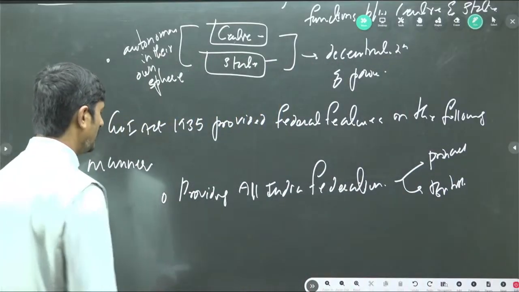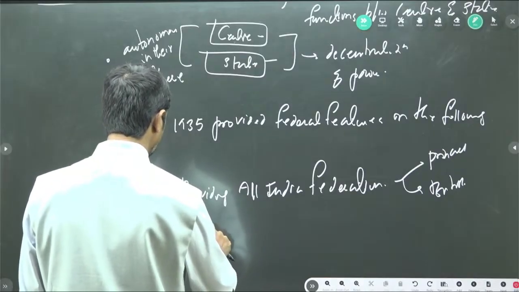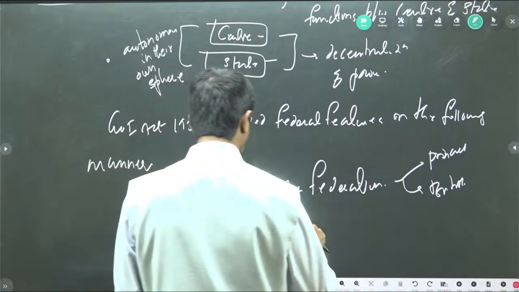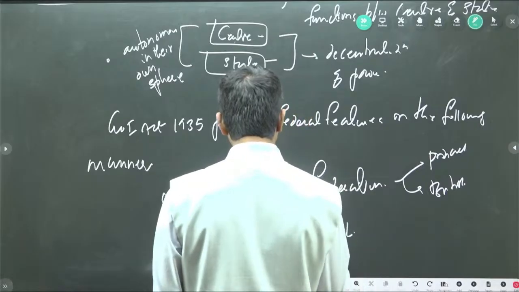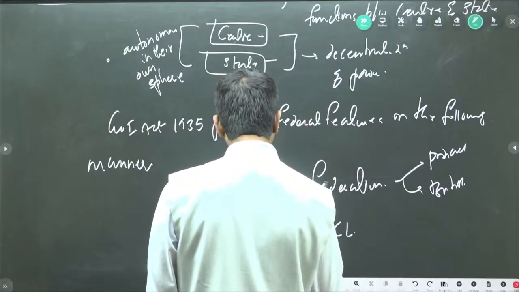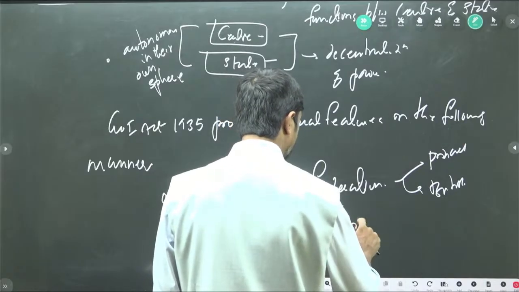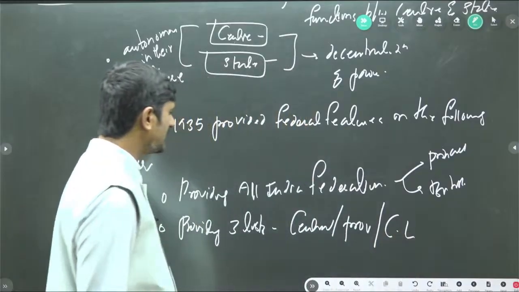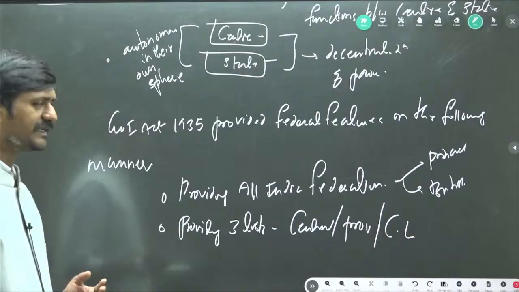Okay, and not only that, providing three lists: union list, state list and concurrent list. That is union list, we can say it is central list, provincial list as well as concurrent list. Like this, there was demarcation of responsibilities between center and states.